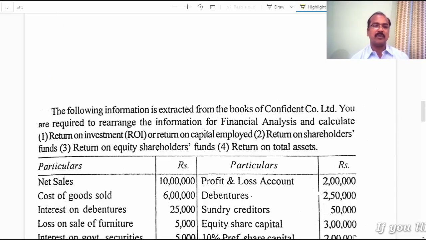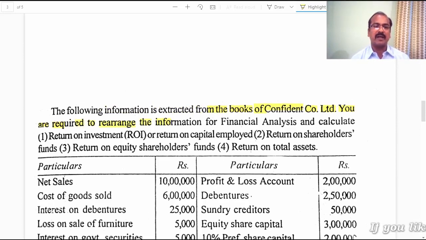Let's get into the problem. The following information is extracted from the books of Confident Company Limited. You are required to rearrange the information for financial analysis and calculate number 1, return on investment or return on capital employed. Number 2, return on shareholders funds. Number 3, return on equity shareholders funds. And number 4, return on total assets. These are all the 4 ratios we are going to calculate from the given information of Confident Company Limited.